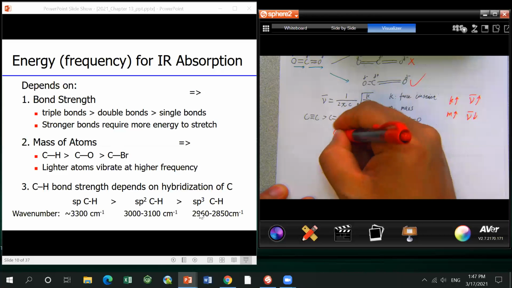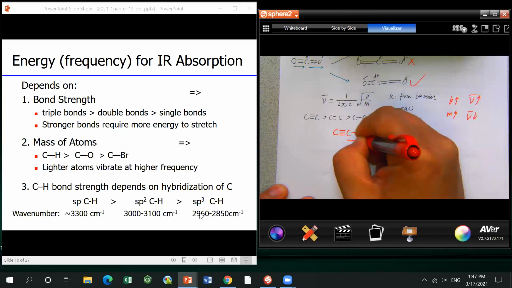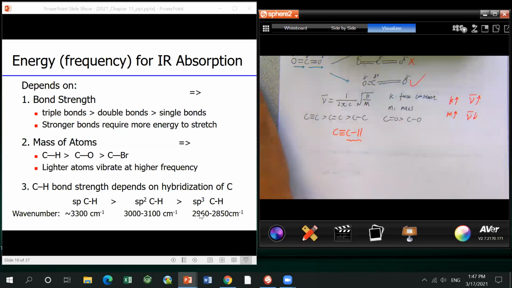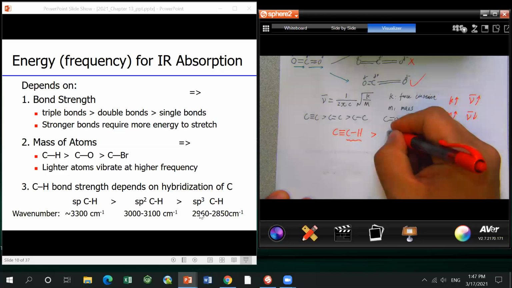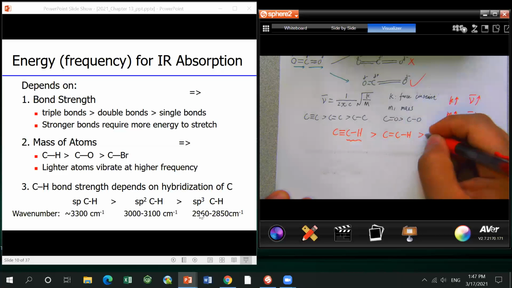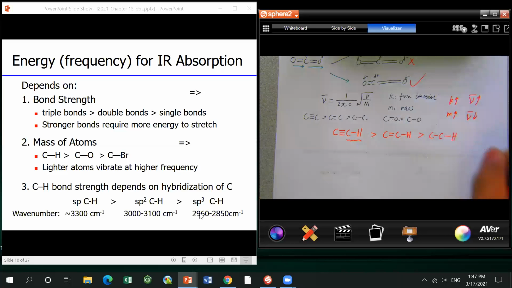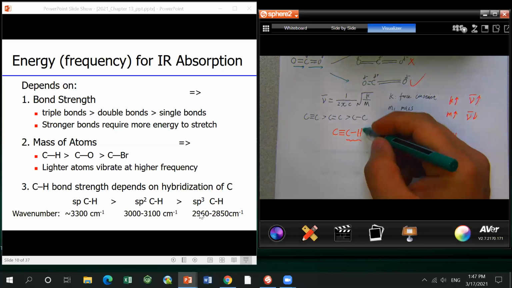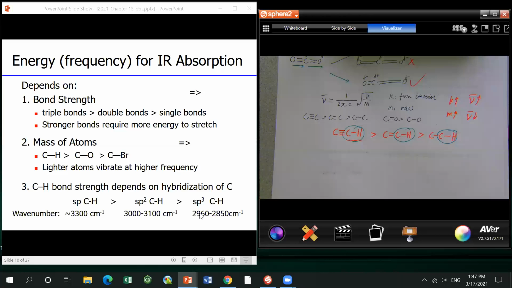So for the alkyne CH, we refer to this one. It has higher frequency than the alkene CH, and then the lowest one goes to the alkane. So here we just compare the alkyne CH, alkene CH, and also the saturated CH. Here, just keep that in mind.